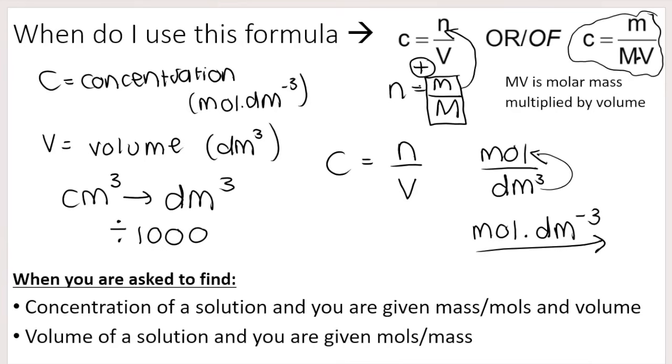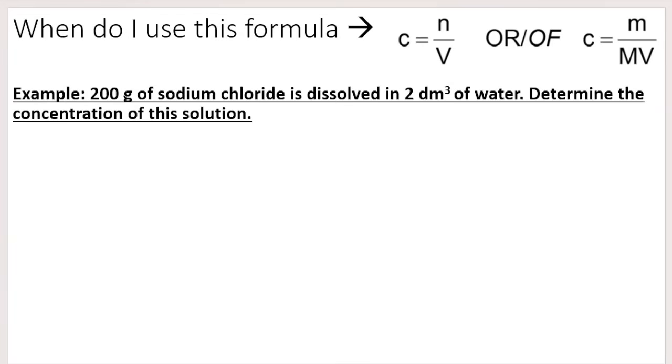So we use this formula when you are asked to find the concentration of a solution, if you're given the mass or the moles and the volume. Or we can work backwards and find the volume if you're given moles or mass. In this example, we're given 200 grams of sodium chloride, and they say it's dissolved in 2 cubic decimeters of water. So when we're taking a solute and dissolving it in the solvent, which is water, we're going to form a solution, and they want the concentration of the solution. So we want C, but we need to look at the other bits of information.